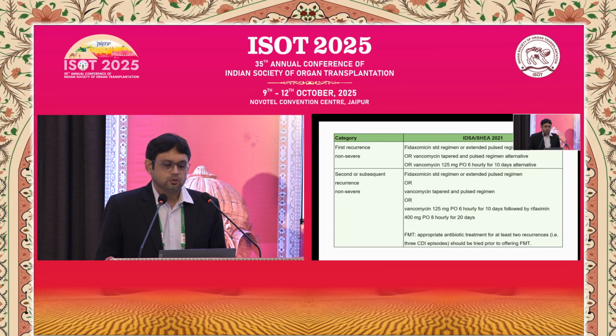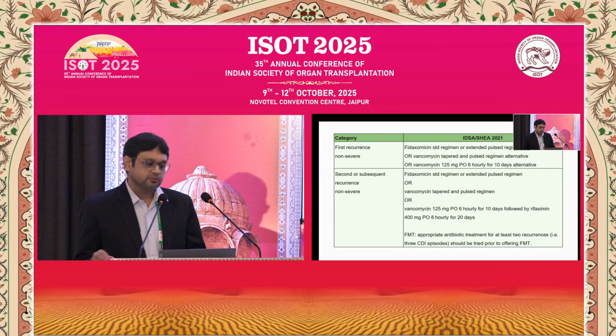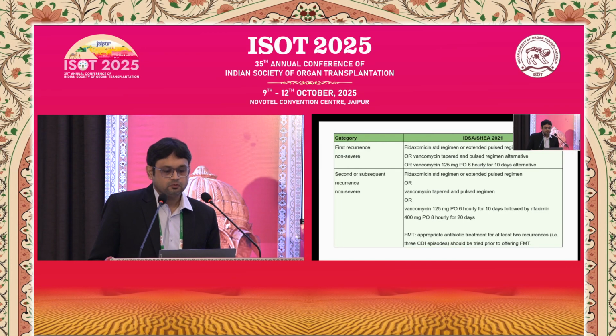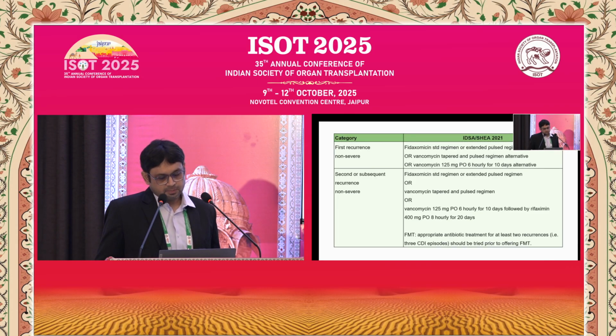Going to recurrence, what do you do when someone has recurrence? So you have 2 or 3 options there. The first recurrence, again, we don't have fidaxomicin, so could be a long tapered and pulsed regimen of oral vancomycin. Subsequent recurrences also, either you could do a long tapered pulsed regimen, or the other option is doing an FMT, and that's where the role of FMT comes in.